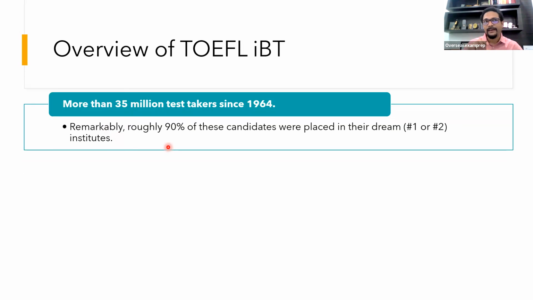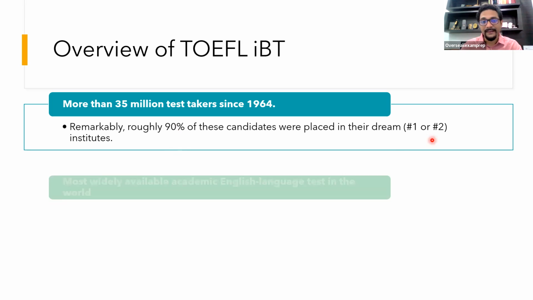I'll target this first. Number two is going to be this, number three, number four. You have your top three, top five. Some people also have top seven, top 10 as well. So roughly 90% of these 35 million people were able to get into their number one or number two ranked institutions, which is huge. I mean, no other test has these kind of numbers to show. And this is something you'll find only in the TOEFL test, right?